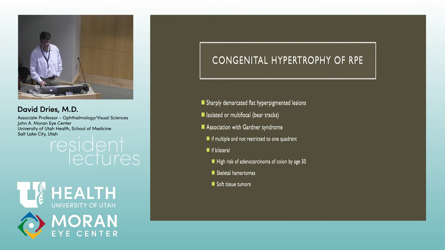Chirpy, flat demarcated lesion, isolated, no big deal, but if it's multiple bilateral, you have to think about Gardner syndrome. Hey, save a life with an eye exam, right? Save a life with an eye exam. Familial adenosis, what is it, polyposis?